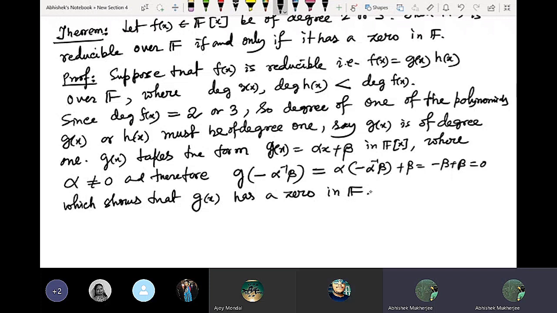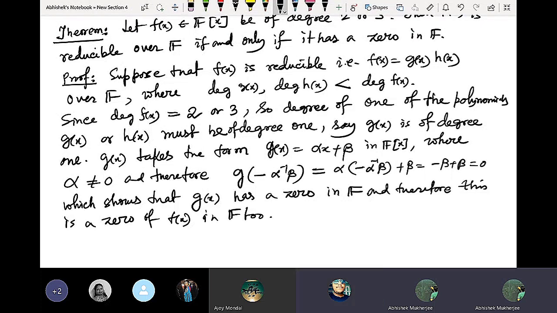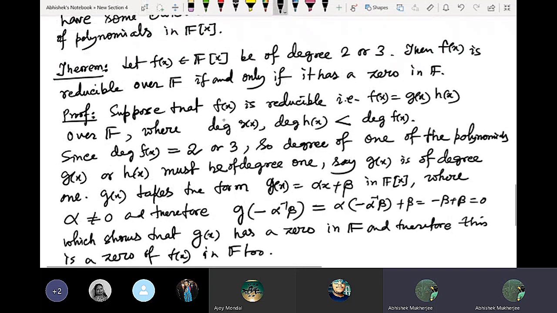Gx has a 0 in F, and therefore this is a 0 of fx, in F2, right? The 0 of gx is a 0 of fx, that is, if we put minus alpha inverse beta here, then fx will be 0. So zeros of gx are zeros of fx. Okay, it is fine.